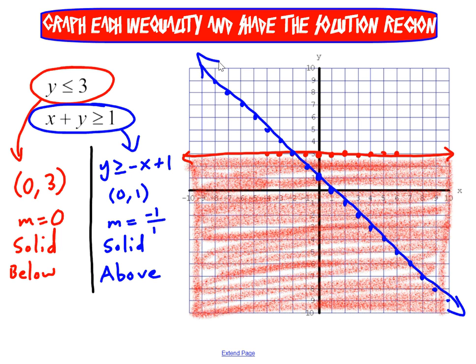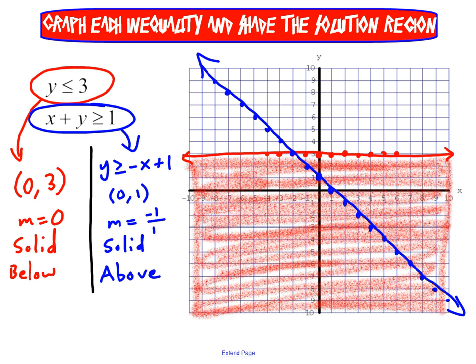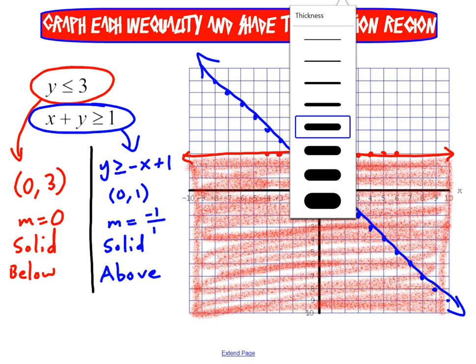And we said this time it is going to be shaded above. So we'll go ahead and do that. Shade it above the line.